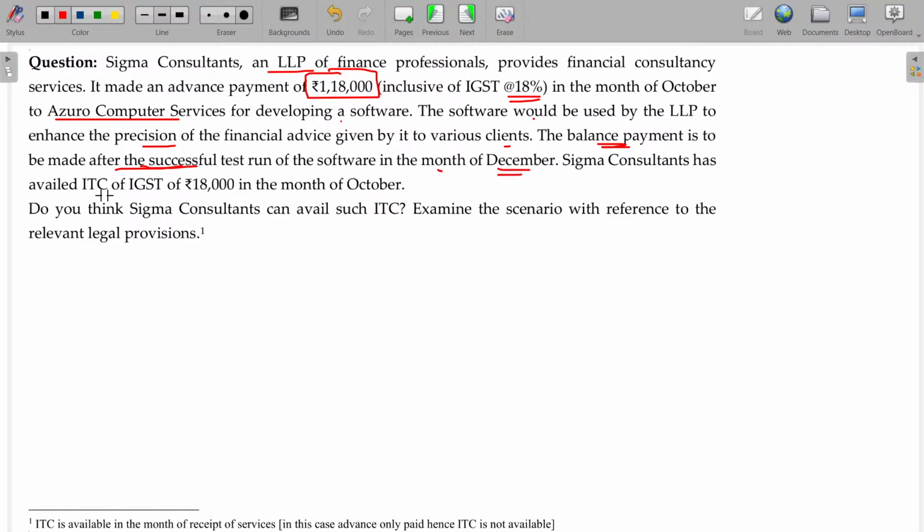Sigma Consultants has availed ITC of IGST 18,000 in the month of October. Do you think Sigma Consultants can avail ITC? Examine the scenario with reference to the relevant legal provisions. When can we avail the ITC? Only on the completion of the supply of services. Supply of services is still pending. It is only an advance. During the advance payment, he is not eligible. He can avail only on payment, on the completion of service. Currently, ITC is not available.